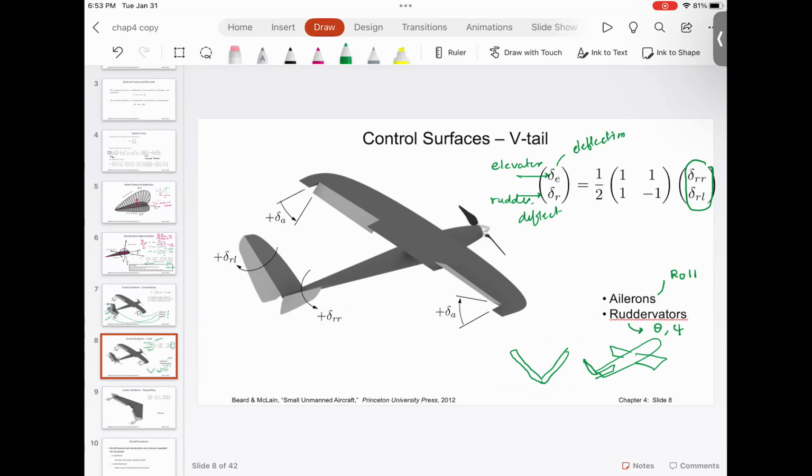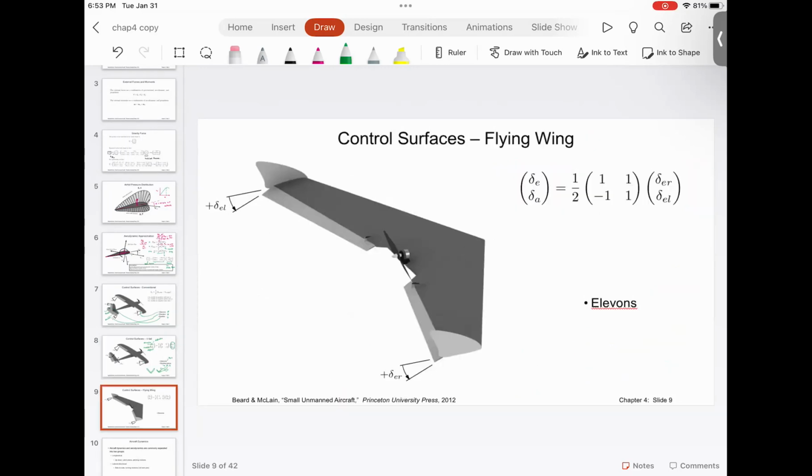Everyone understood this? Okay, now this is the flying wing. This is called the Zagi aircraft.